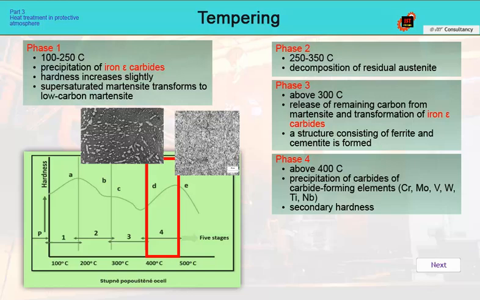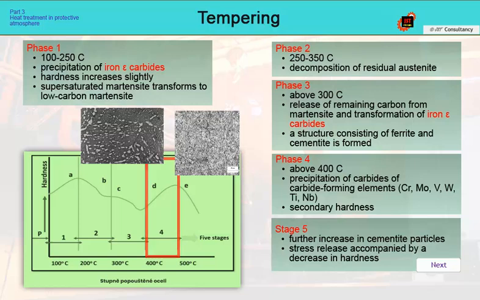Elements that do not form these carbides, such as manganese, silicon, nickel, do not affect this tempering phase. In the last, fifth phase, carbon diffusion is accelerated, cementite particles increase further, and, as a result, hardness decreases.